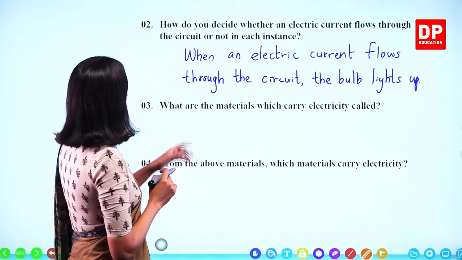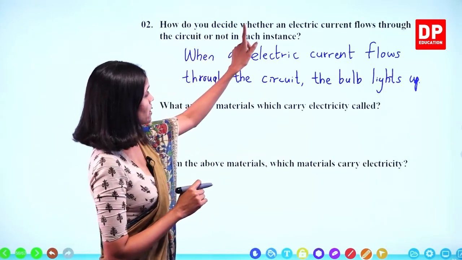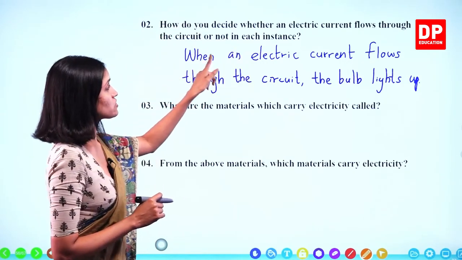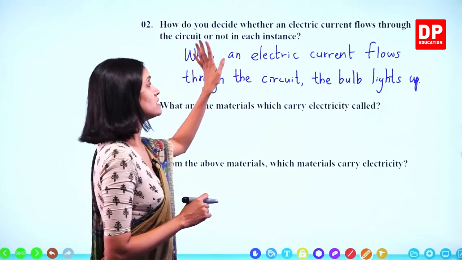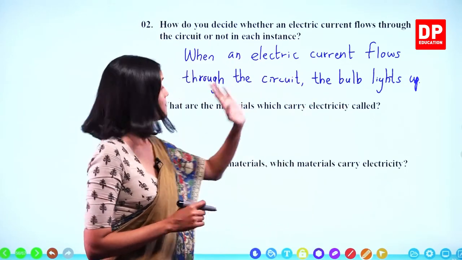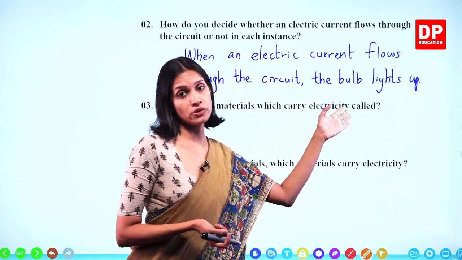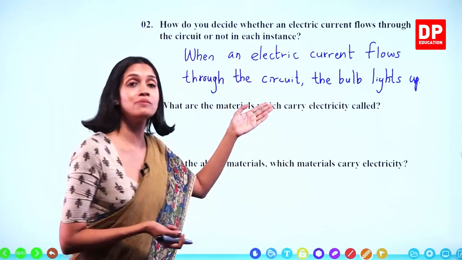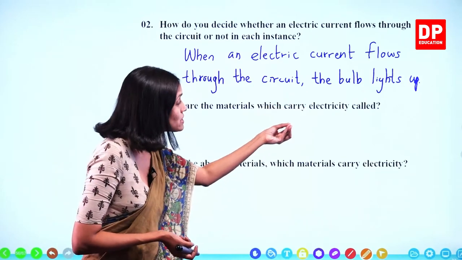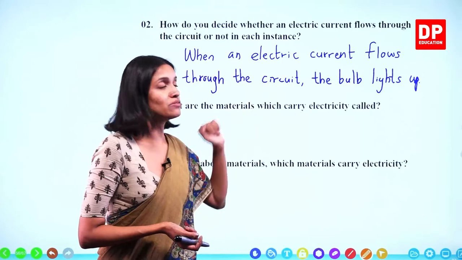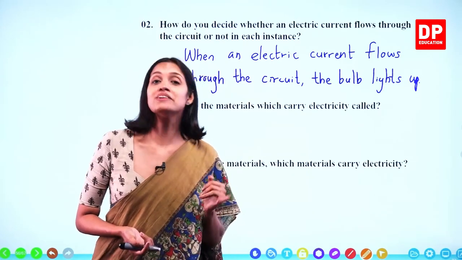How do you decide whether an electric current flows through the circuit or not in each instance? When an electric current flows through the circuit, the bulb lights up. What are the materials which carry electricity called? With some materials, the bulb lights up because those materials carry electricity. So what is the name given to those type of materials, children?